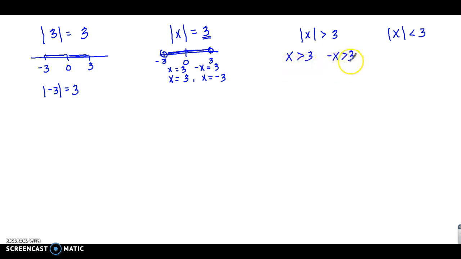All they would have to do now, if we do it this way, when they divide by -1, it will automatically switch their symbol for them, and they will get that x is less than -3, along with the x is greater than 3 that they already had. It works whether it's greater than or less than.